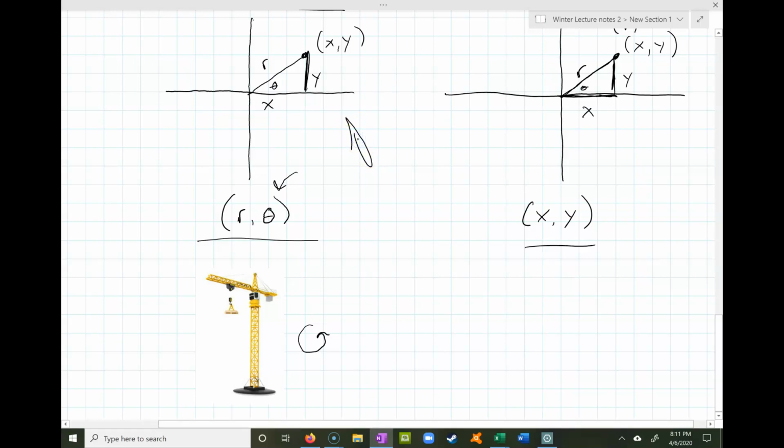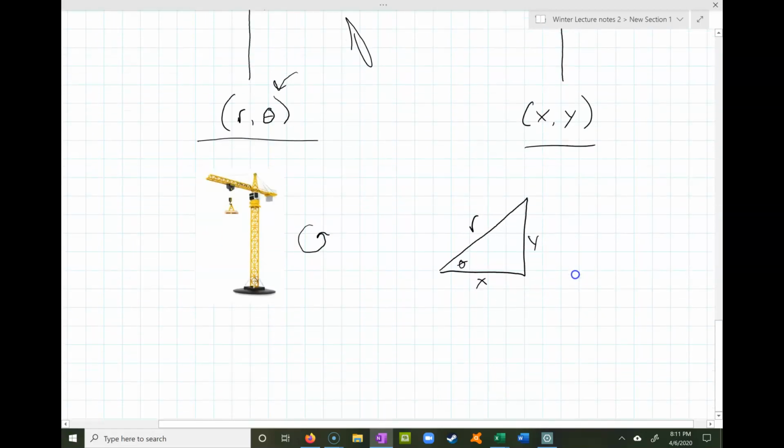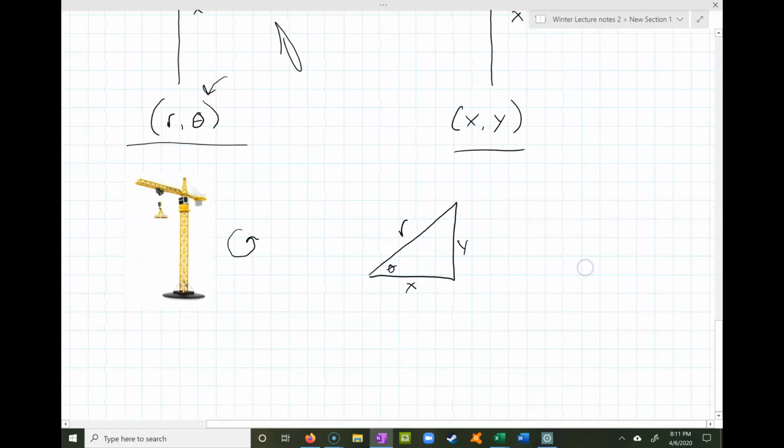So one of the things we want to be able to do is convert between one and the other. And this picture is really the key to converting. Because you know that if you've got the angle like this, this is the r, this is the x, and this is the y. Then if you learned anything in trigonometry, you know a bunch of relationships here. You know that x squared plus y squared is equal to r squared.